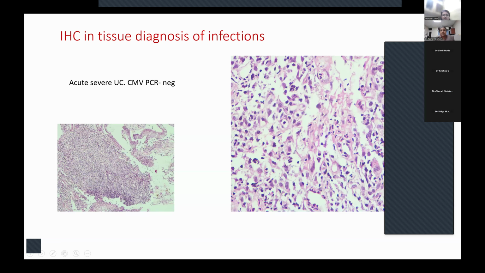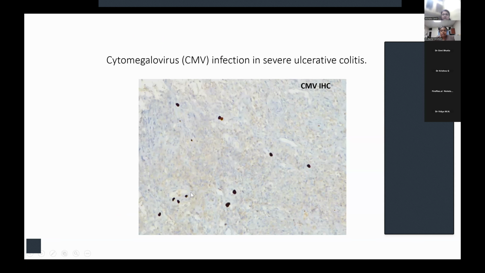So, the IHC for CMV came positive. You can see that it was positive for the CMV viral inclusions, mostly in the endothelial cells lining the blood vessels. So this was a case of a CMV infection in severe ulcerative colitis. Why it is important to identify is because the patient has to be initiated on antiviral therapy. Otherwise, he may not respond as expected to the treatment for a severe UC.